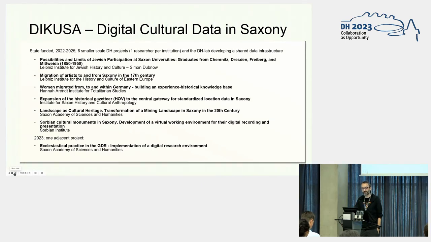Currently, we are mostly focused on a project called DICUSA, Digital Cultural Data in Saxony. The title makes a bit more sense in German. It is a state-funded joint research project between the six institutions of our network, where each institution is conducting one small-scale research project, and we, the DH lab, provide the technical support, trying to build the data infrastructure for these research projects. I won't read all the titles of the projects here. You can read them in our abstract, or you can ask me later if you're interested.